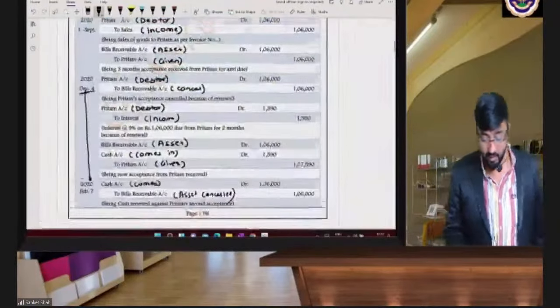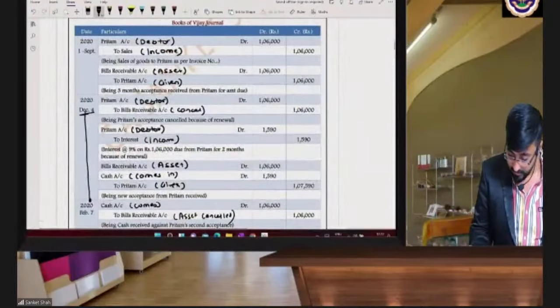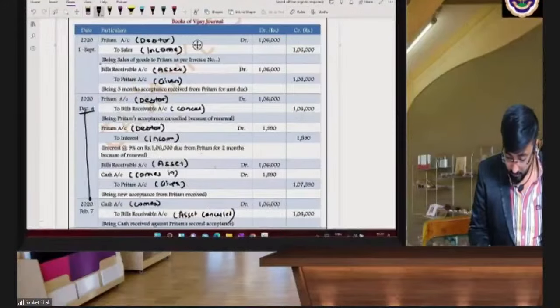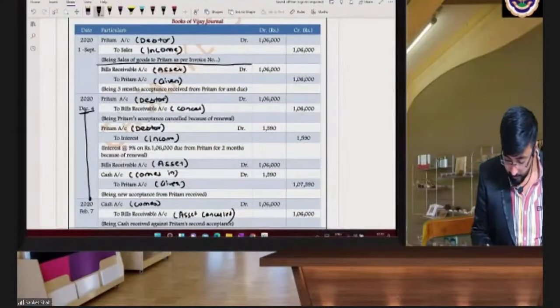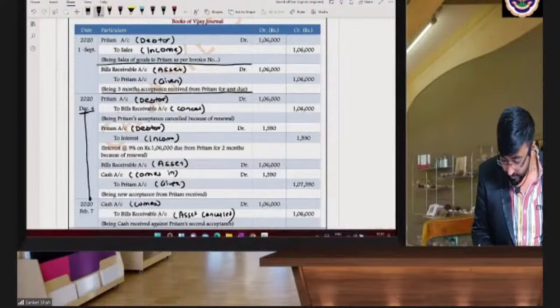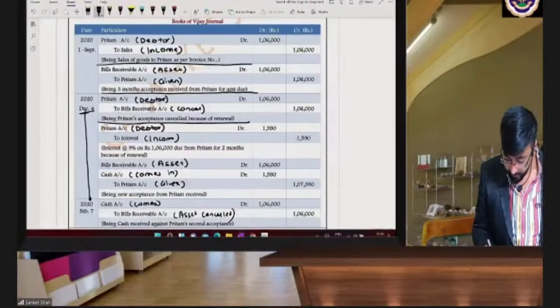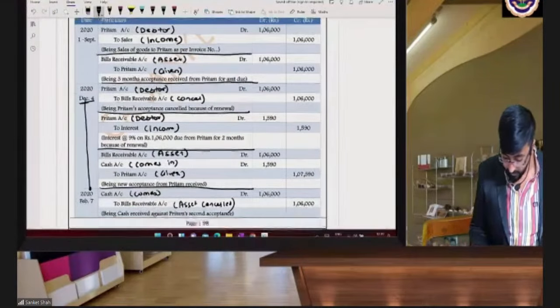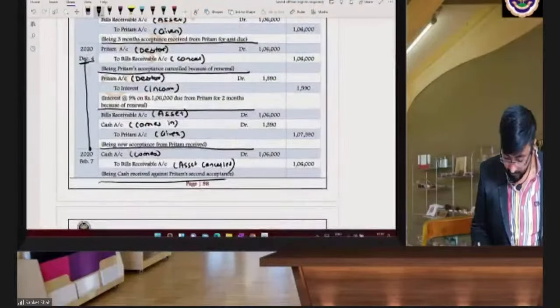How many entries you are going to pass? Yes. First entry. Second entry. Third entry. Fourth entry. Fifth entry. Sixth entry.